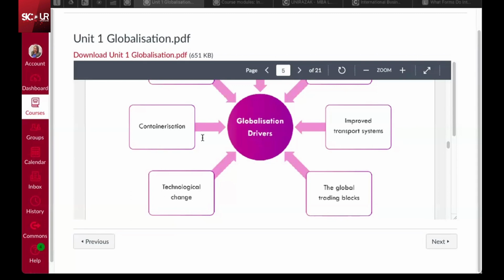Other than that, another thing is in terms of competition. Maybe we already have a lot of the same businesses in the home market, so we would like to expand our business to other countries. And another thing we are going to learn later is political stability. That is another factor.